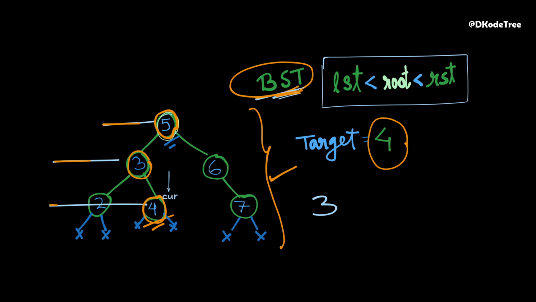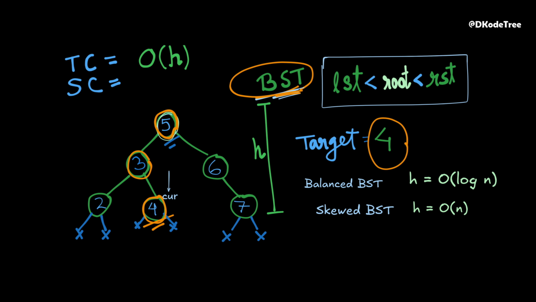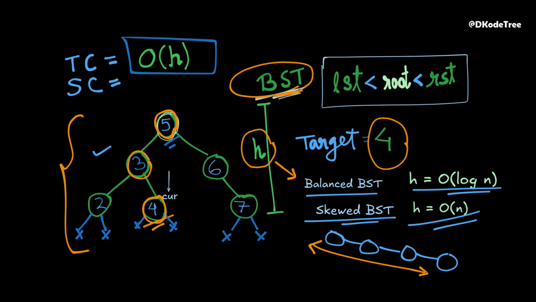And in our example, since the tree has only 3 levels, we just made at most 3 comparisons in total. And that means the time complexity of this approach is only O(h), where h is the height of the binary search tree. But remember that for a balanced BST like this one, the height h is generally about O(log n). But for a skewed BST like this one, the height can go up to O(n) in the worst case. This means the time complexity of this approach depends on whether the BST is balanced or not. Still, in most practical cases, this method is much more efficient than doing a simple traversal.